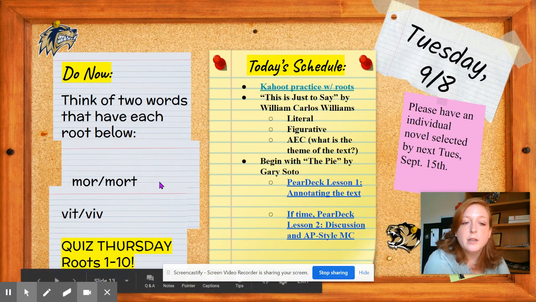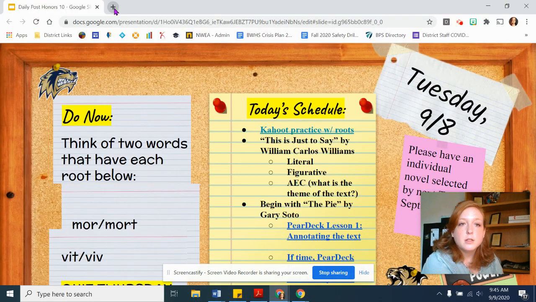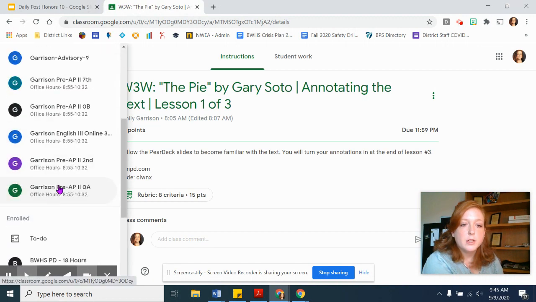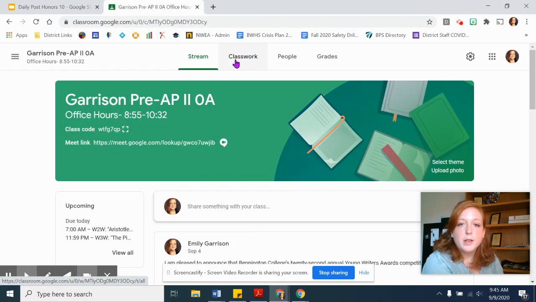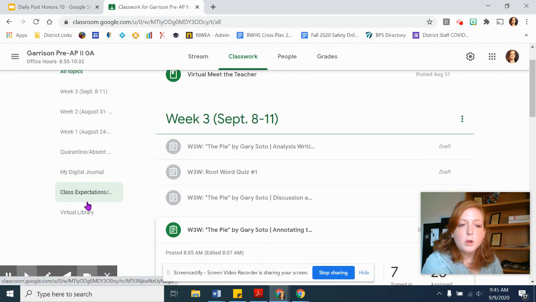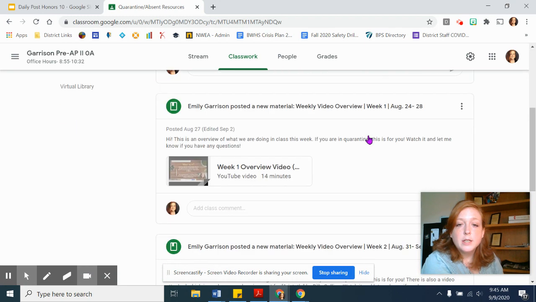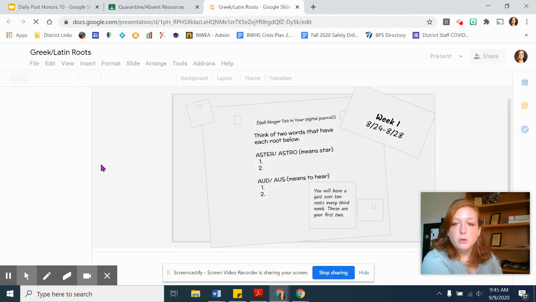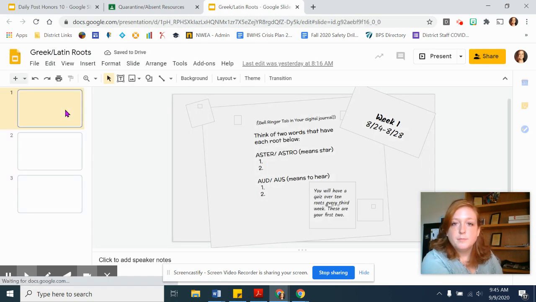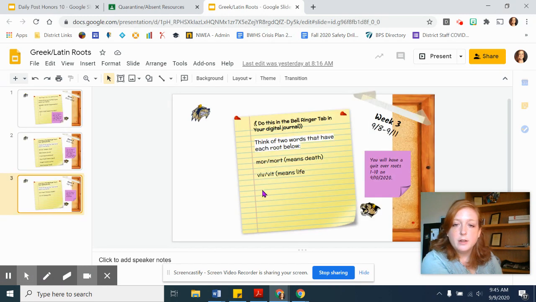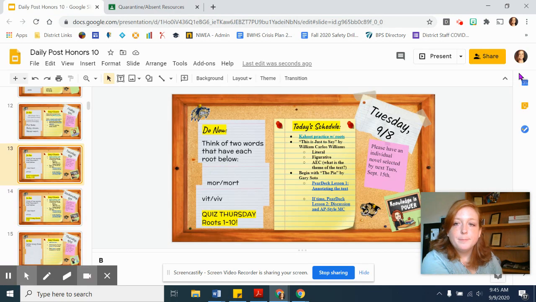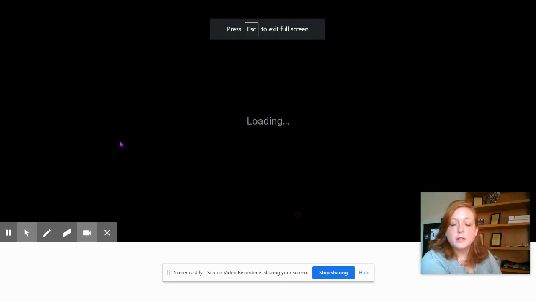Now, if you're in quarantine, this is specifically for you. You can find those roots on Google Classroom. If you go to classwork, over here at the left, it should say quarantine absent resources. Scroll down and all your Greek and Latin roots are updated right here. I do this weekly so that you can see which ones you should be studying, and the meaning is there for you.